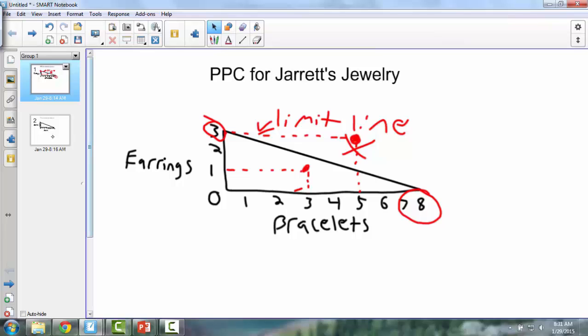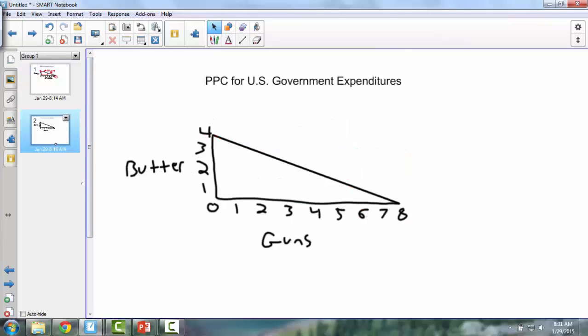Let us move on to another example. Let's go back to the guns and butter example. But notice in this video, they do not match up. I made these numbers up because remember, guys, we're not concerned about the details of these graphs. We're concerned about the big picture.